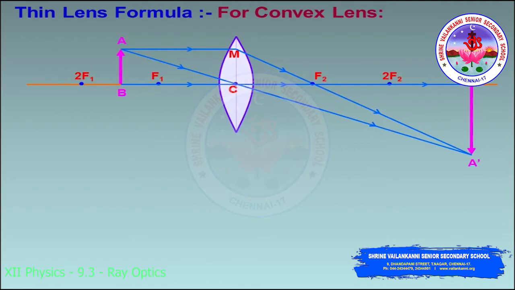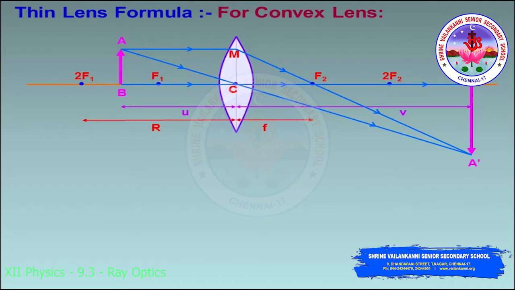Now you have to take the triangles of ABC, and before that we will see the distances U, V, F and R. The distance BC is equal to the object distance, the distance CB dash is equal to the image distance V, the distance CF2 is equal to small f, the focal length, and R, the radius of curvature, is 2F1C.